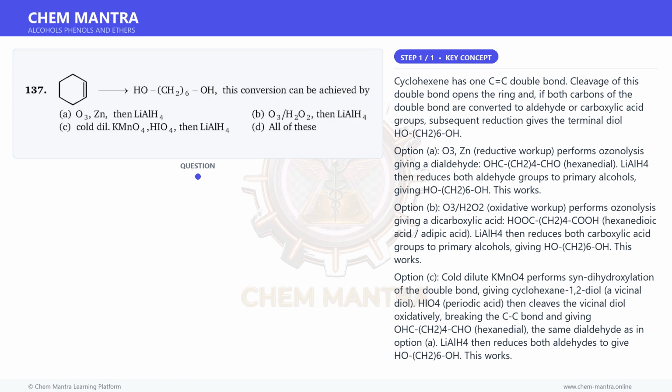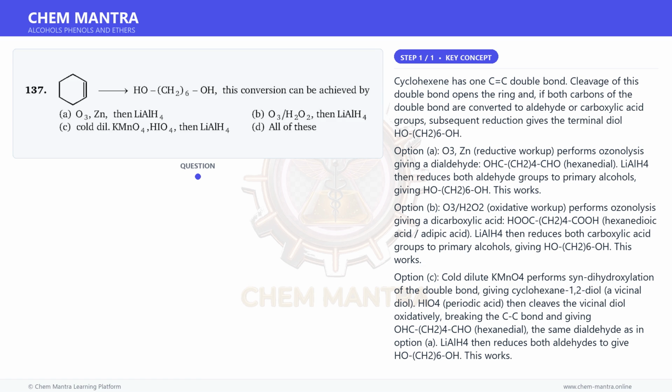LiAlH4 then reduces both carboxylic acid groups to primary alcohols, giving HO-(CH2)6-OH. This works. Option C. Cold dilute KMnO4 performs syn-dihydroxylation of the double bond, giving cyclohexane-1,2-diol, a vicinal diol.